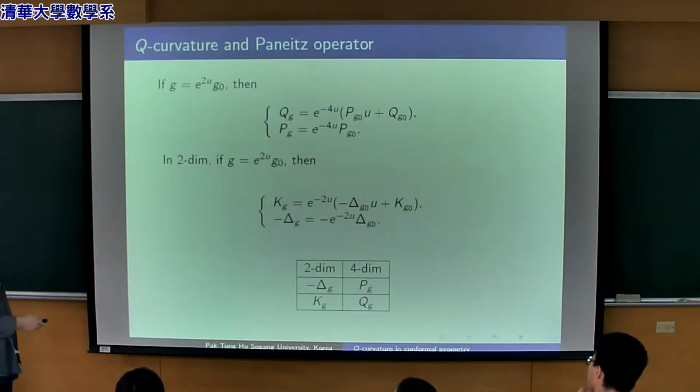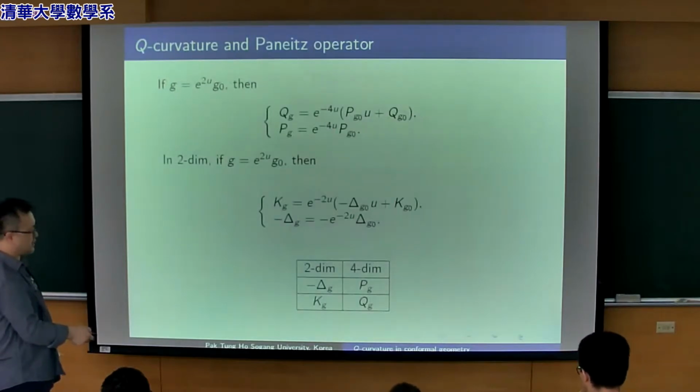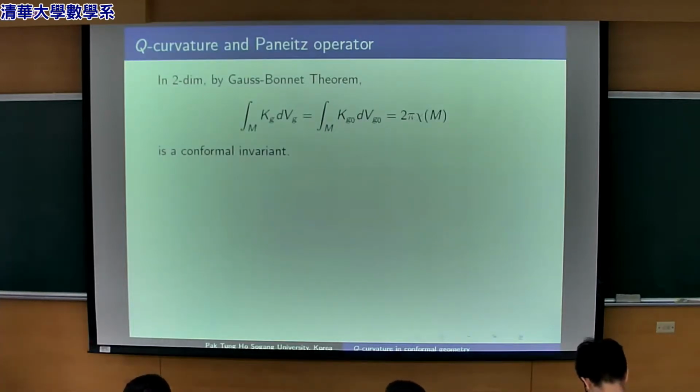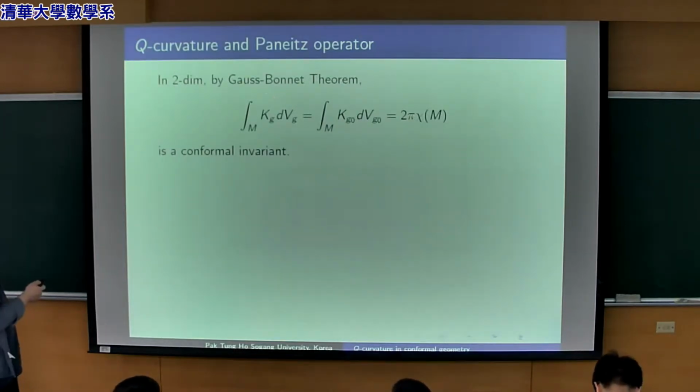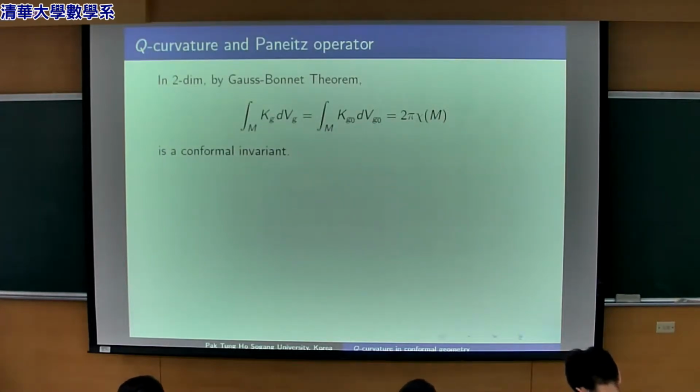Another reason why we have this correspondence is this. By the Gauss-Bonnet theorem, the so-called total Gaussian curvature is a conformal invariant. Total Gaussian curvature means you just integrate it over the manifold. By the Gauss-Bonnet theorem, we know this must be a topological invariant, so it always equals 2 pi multiplied by the Euler characteristic.